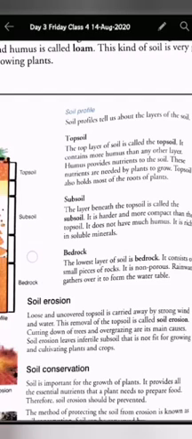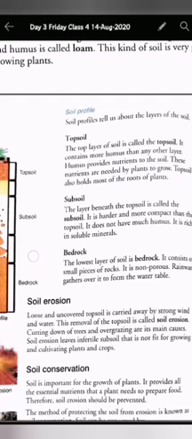Topsoil, as the name suggests, is the topmost layer of soil. It contains more humus than any other layer. The quantity of humus in the topsoil is the maximum. Humus provides nutrients to the soil. These nutrients are needed by plants to grow.